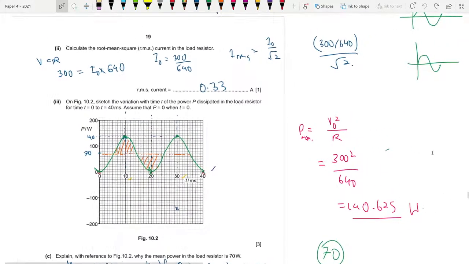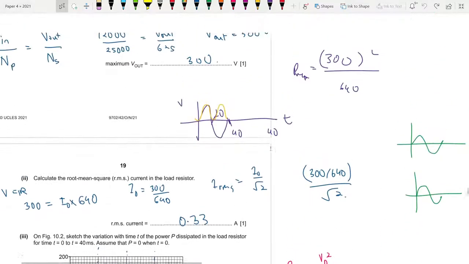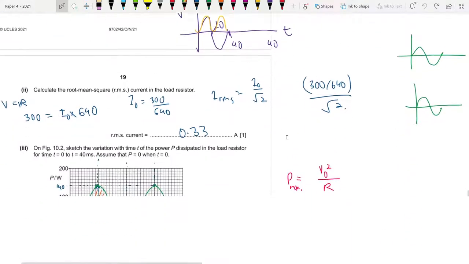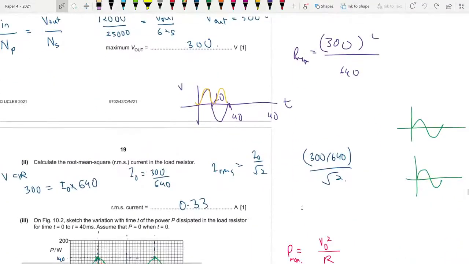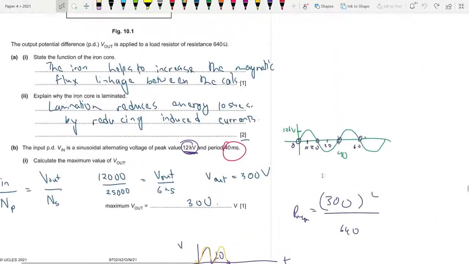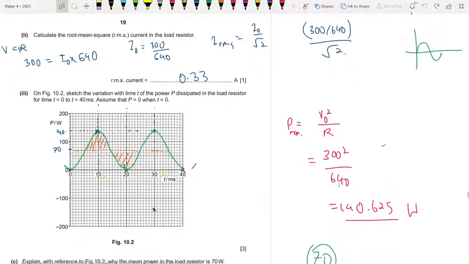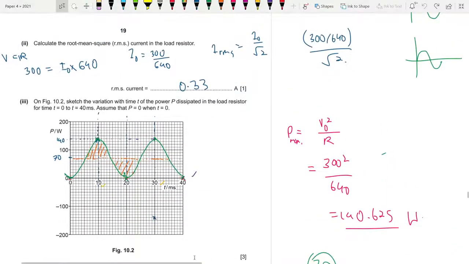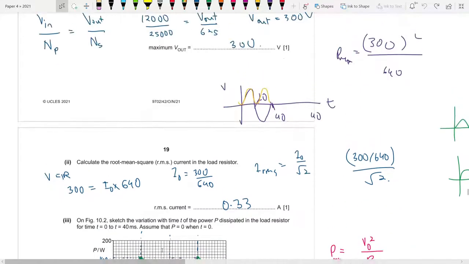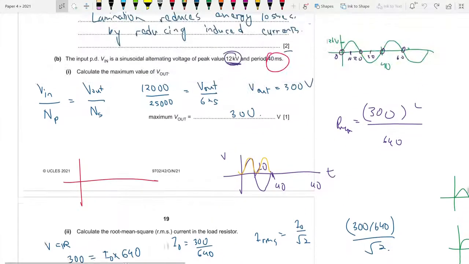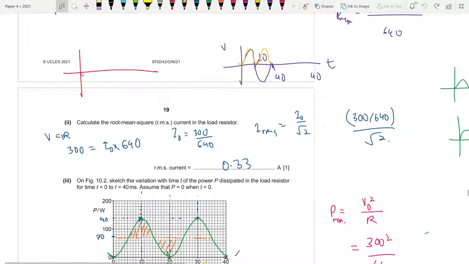So let's find out maximum power first. We know that P is equal to V squared by R. We know that V naught is 300. So it's 300 squared divided by 640 ohms from above. So this is our peak power, 140.625 watts, or just 140. Now think about this. Our voltage was sinusoidal. It had a period of 40 milliseconds. It was like this. It had a period of 40 milliseconds.